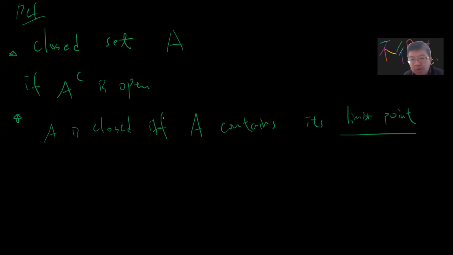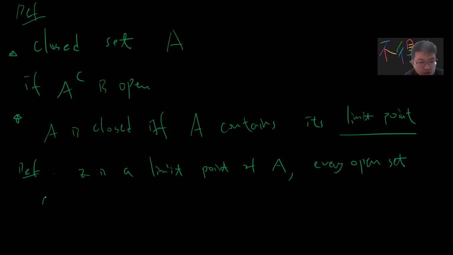This will be a little bit tricky because I need to define limit point. Okay, so let me just quickly define it. If Z is a limit point of A, that means every open set covering Z intersects A.